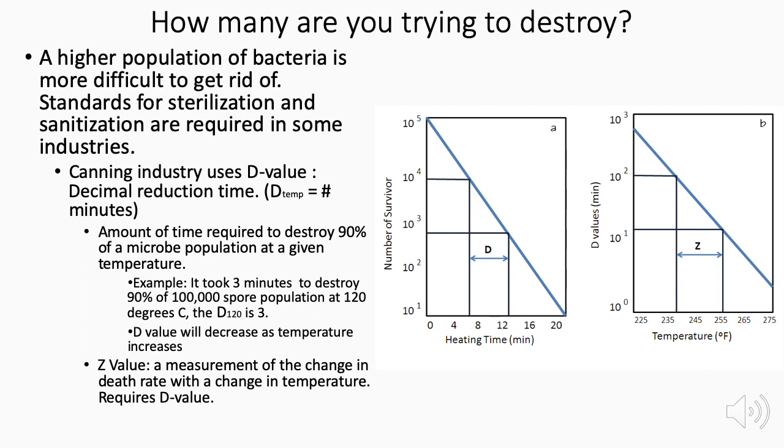Now, in addition to a D value, the canning industry also uses something called a Z value. And in the Z value, we're measuring the change in the death rate with a change in temperature. The Z value is almost just kind of looking at the slope of the line. If you look at the graphs to the right, the first graph on the left is showing D value, and the second graph on the right is showing a Z value. And the Z value is measuring temperature changes, and it's really just a measurement of the slope of the line, or a rate.